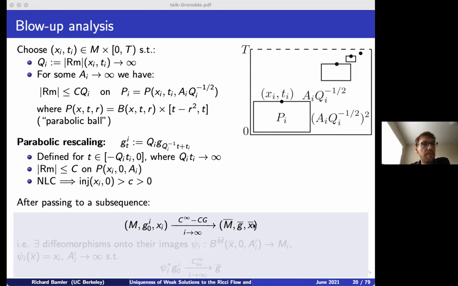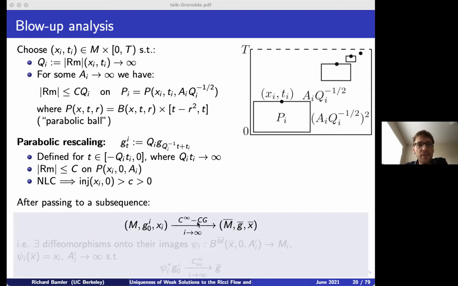So I can apply Cheeger-Gromov convergence, and this will imply that these Riemannian manifolds converge to some limiting Riemannian manifold, which I'll denote by M bar, g bar, x bar. Maybe I should say that Cheeger-Gromov convergence is a stronger version of Gromov-Hausdorff convergence, and in order to get C-infinity convergence, we also need bounds on the curvature derivatives, but they can be obtained from curvature bounds via derivative estimates. Since these metrics are time slices of Ricci flows, we also have curvature derivative bounds.